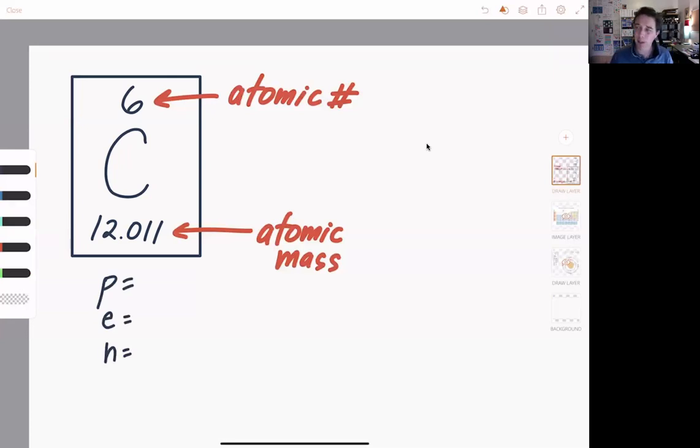Remember, it spells pen. Protons are positive, electrons are negative, neutrons are neutral. So there are 6 protons. How do we know that? Because this number right here, the atomic number. Electrons equals 6 as well. And recall that protons have a positive charge, electrons have a negative charge. So the positive and the negative balance out.